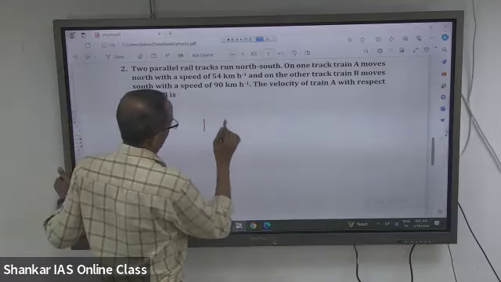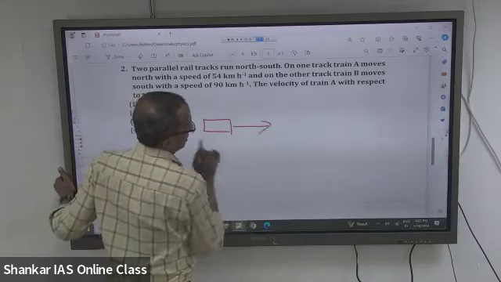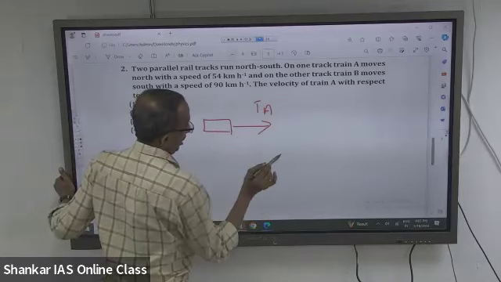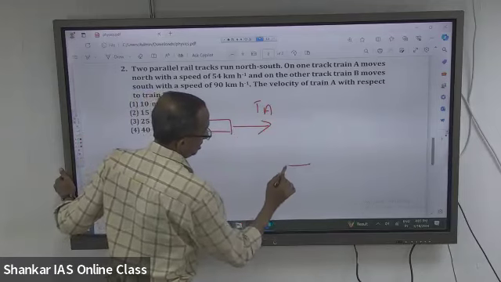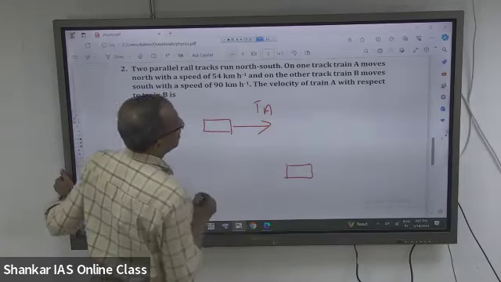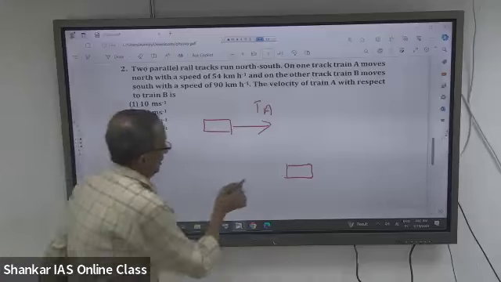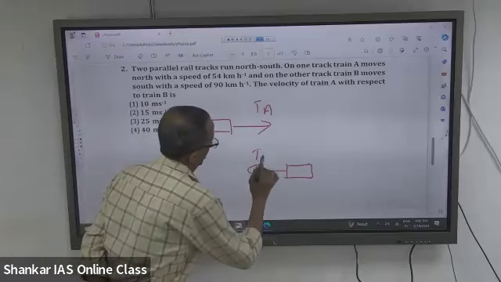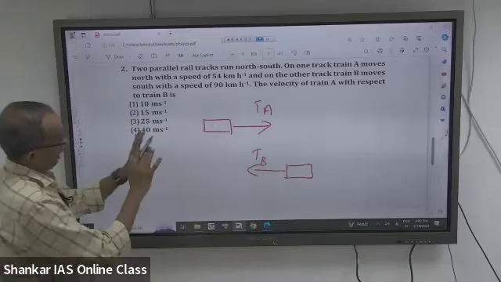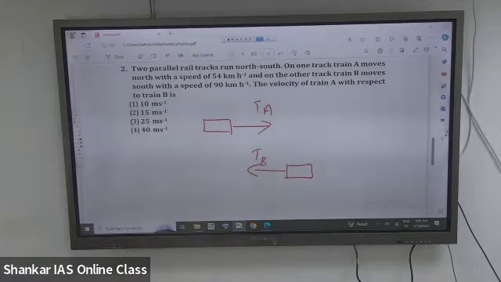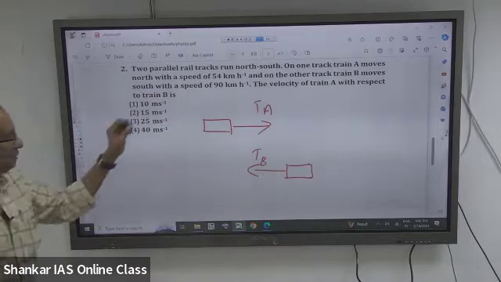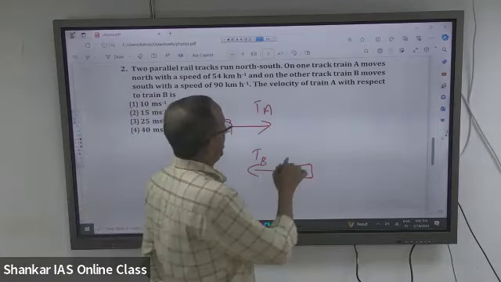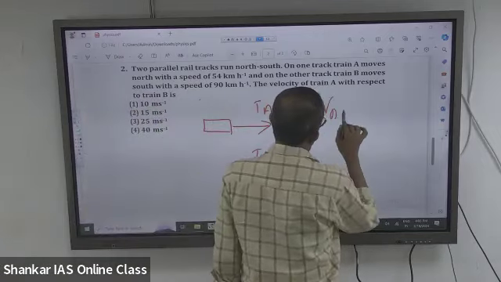Train A is moving towards north, and train B in just the opposite direction, towards south. They are moving in opposite directions. The velocity of train A with respect to train B, we have to find out. For that, VAB you have to find out.